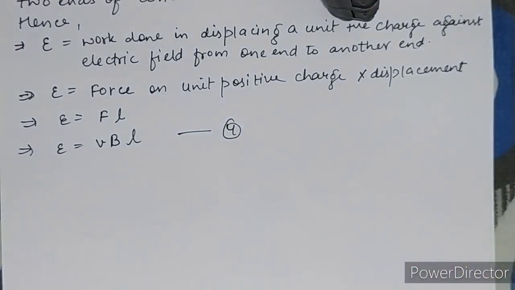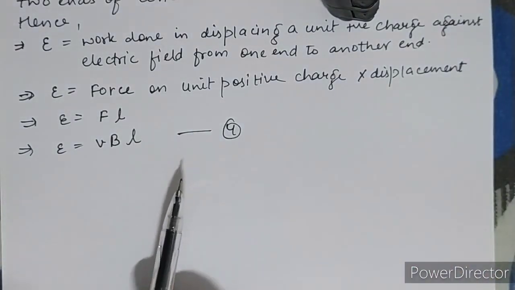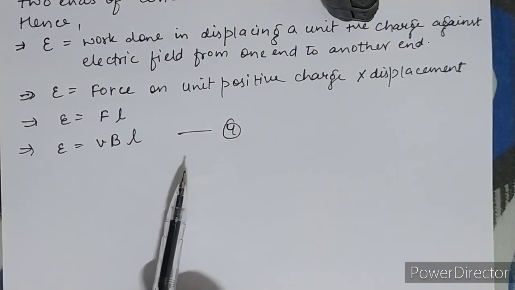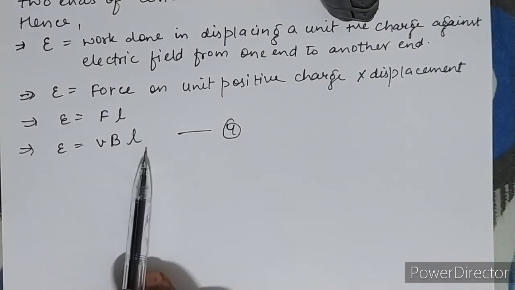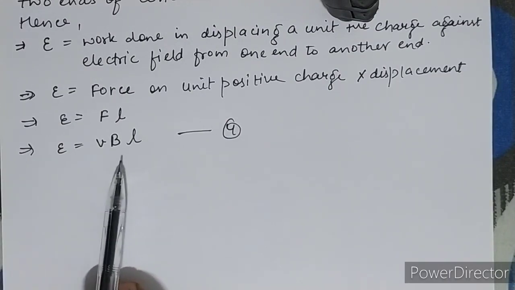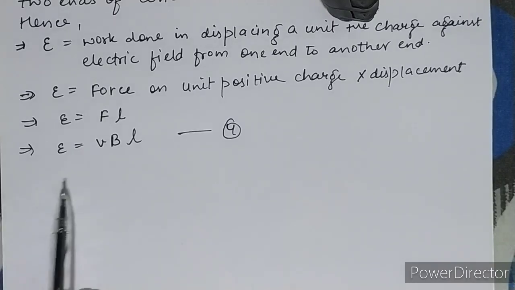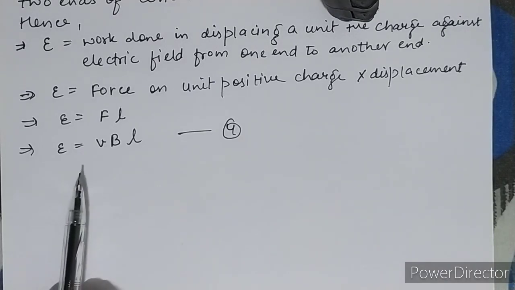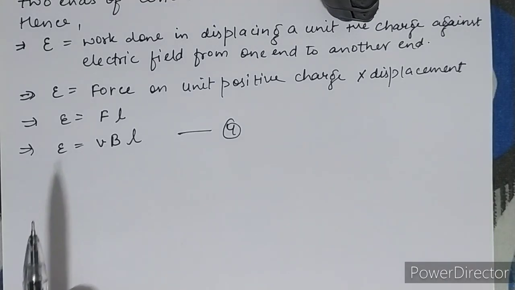So if the direction of L is taken from the negatively charged end to the positively charged end, and the conducting rod is moving at an angle theta with the direction of magnetic field lines, then the component of V, meaning the velocity, that is perpendicular to the direction of B is V sine theta.